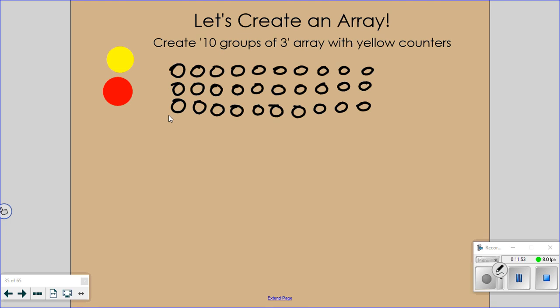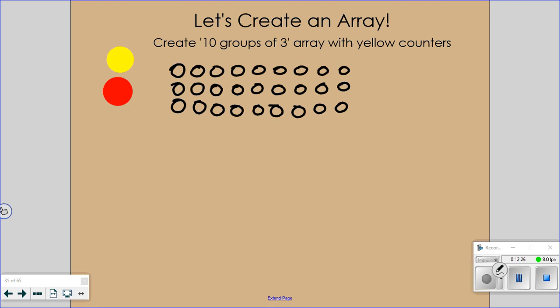But we need 9 groups of 3. How would I change my picture, my array, to be 9 groups of 3? Yep, you got it. Take away 1 group of 3. If this is my group of 3, and I take it away, move a group of 3 out of the way, how many groups of 3 do I have now? Count them.